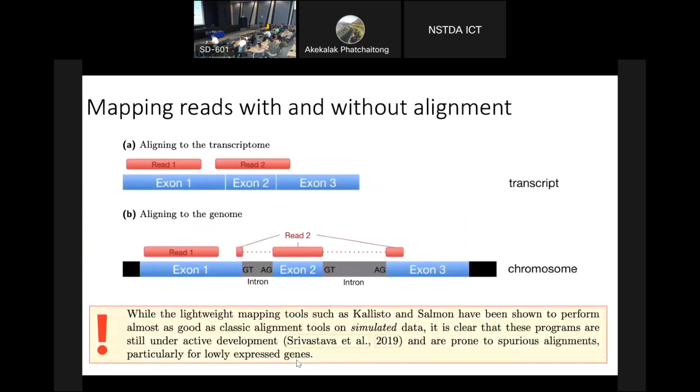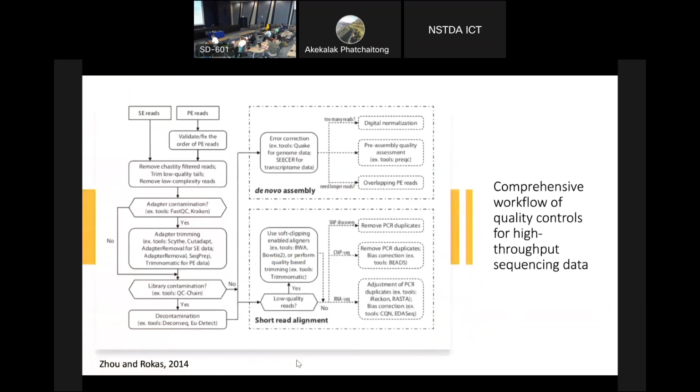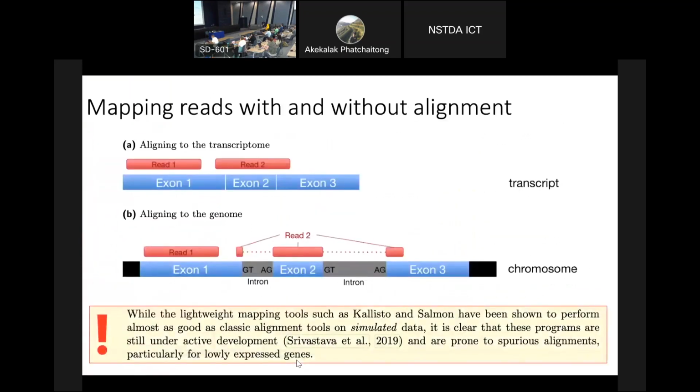So we talked about, let's see, just quickly go back. We talked about that. Now let's talk about the alignment part. Okay. So in terms of alignment, there are two options. You can align to the transcriptome, all right? All the transcripts that are available in the database, we can do that.